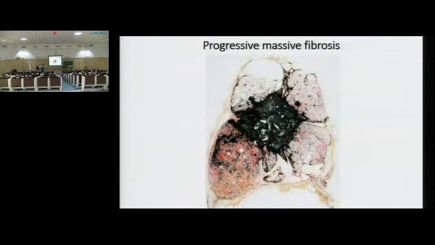This is another gross image from a patient with silicosis having progressive pulmonary fibrosis. You can see this collection of dark pigments along with areas of massive septa formation, massive fibrosis. This is a well demarcated lung. These are large septae which are dividing the lung parenchyma into multiple parts. So this is fibrotic lung along with carbon pigment deposition.